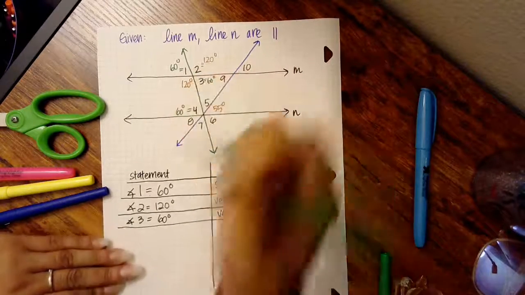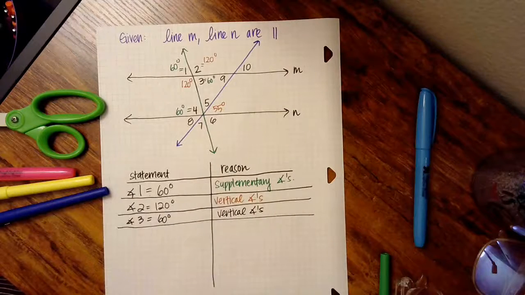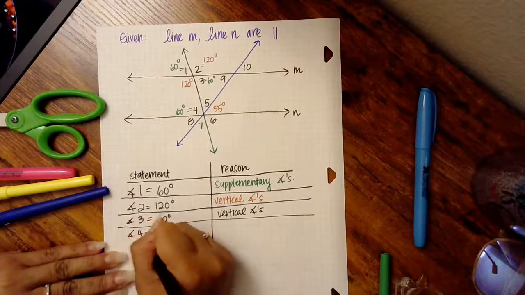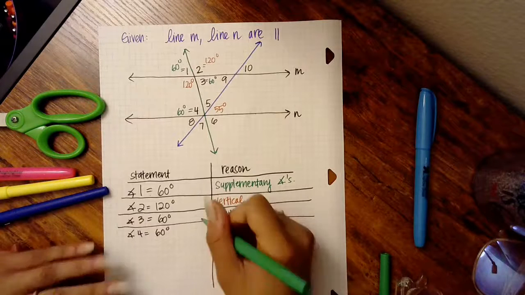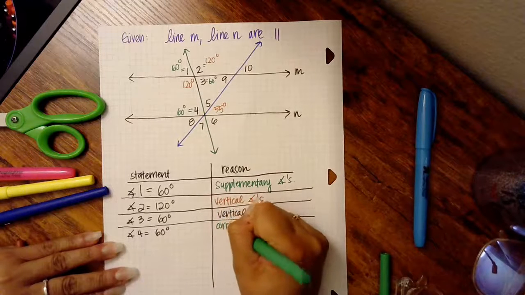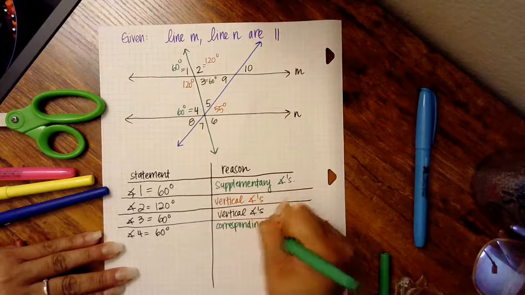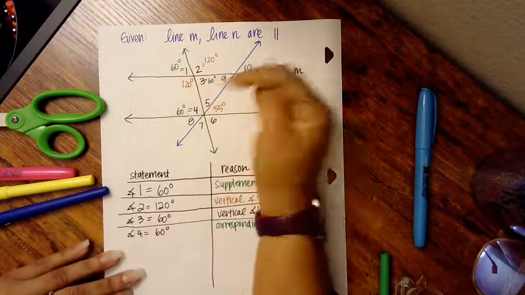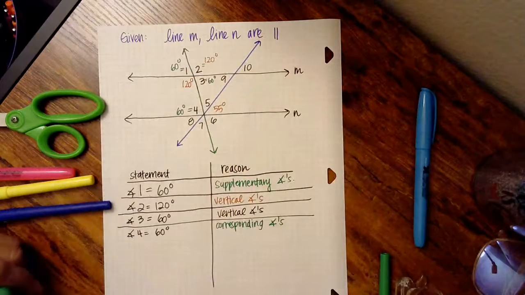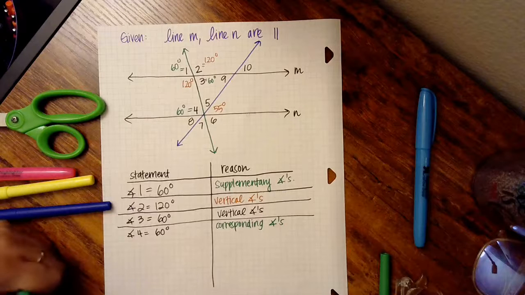So angle 4 is 60 degrees, and that's because corresponding angles. And that happens when two parallel lines are cut by a transversal. So this angle and this angle are corresponding. They're sitting in the same position of that intersection.